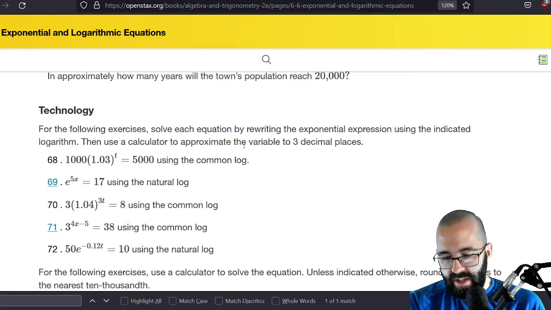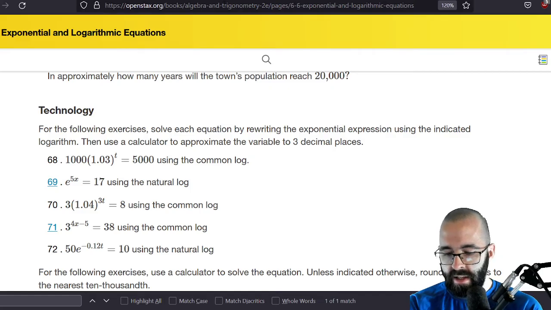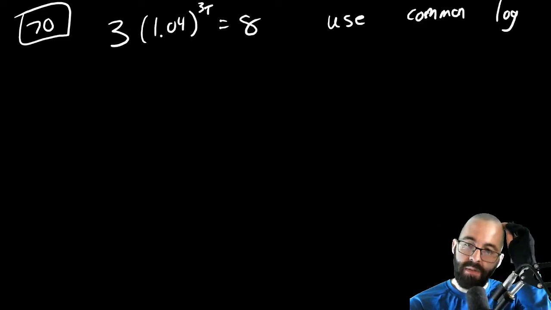All right, what about 70? Rewrite the exponential expression with the indicated logarithm and use a calculator to approximate to 3 decimals. 70 is 3 times 1.04 to the 3t equals 8. Now it wants us to use the common log and then approximate to 3 decimals.